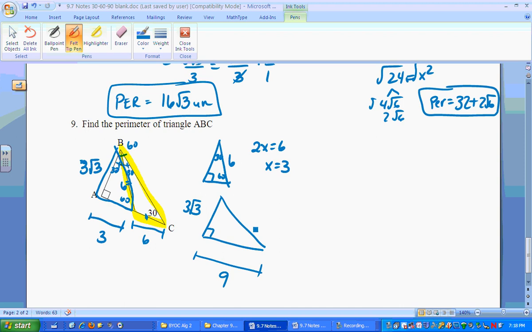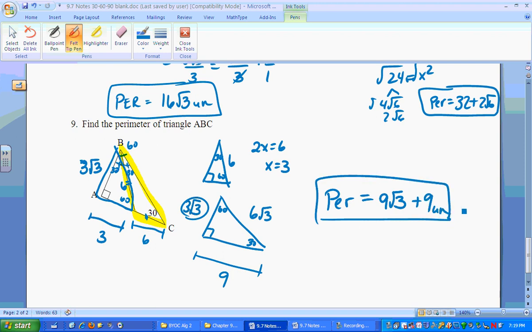We want this side over here. So we can look at it, if that's 3 root 3, this is twice as big, because this is the 2x side, if this is the x side. So then this side is 6 root 3 in the large one. So then what's our perimeter of the whole thing? We'll add it up. 3 root 3 plus 6 root 3, that's 9 root 3. And then we have a 9, which can't be combined with that. Some type of units, lock it in, and we're done.